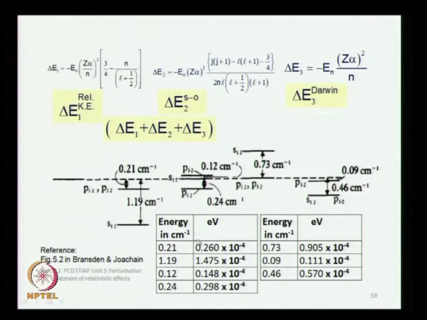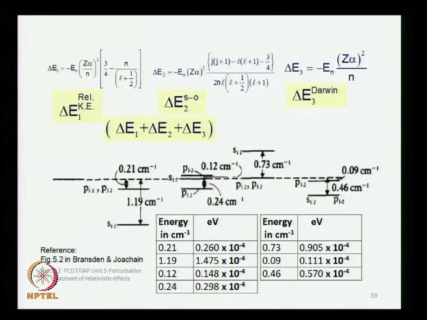So, we converted it into electron volts, and they are all of the order of 10 to the minus 4 eV or 10 to the minus 5 eV in this case. This is 1.19 inverse centimeters. So, this is about 1.5 into 10 to the minus 4. So, they are of the order of 10 to the minus 4, 10 to the minus 5 eV. So, very tiny corrections, but they can be important. All of these are to be put together.